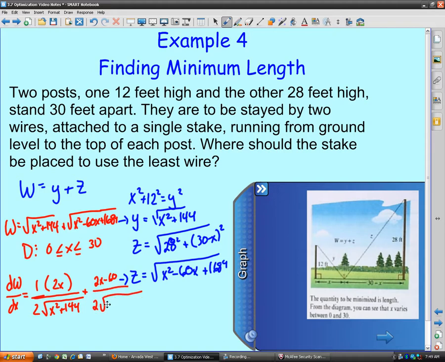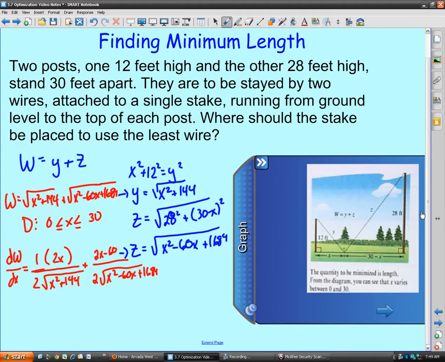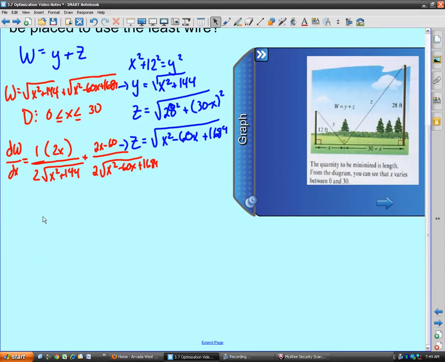All right, so that's my differentiation, and I can do a little simplification to make my life a little bit better. Probably should do that, get rid of the 2's and things like that to simplify this a bit. So let's do that real quick. When I simplify that, I'll end up with x over the square root of x squared plus 144, and over here I have x minus 30 over the square root, that big long square root, x squared minus 60x plus 1684.